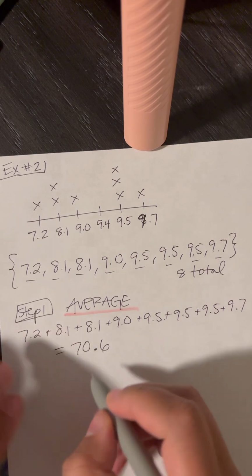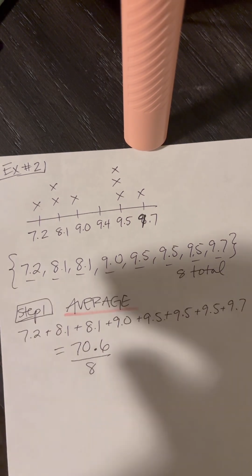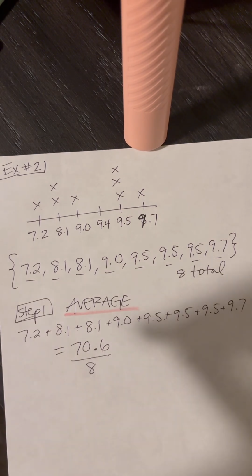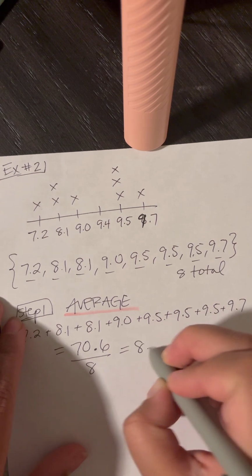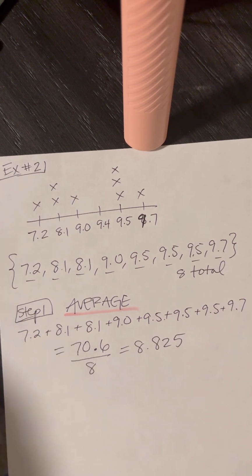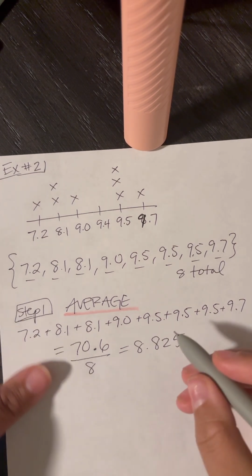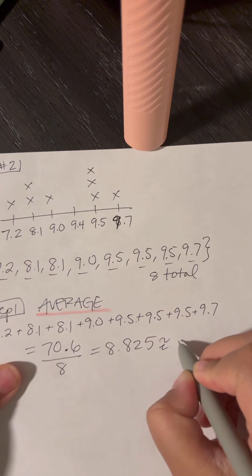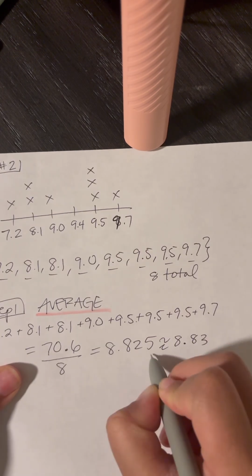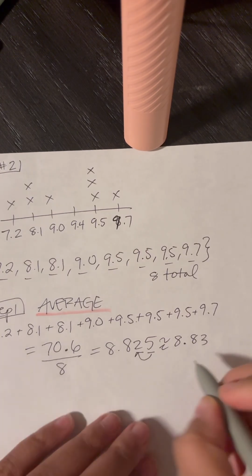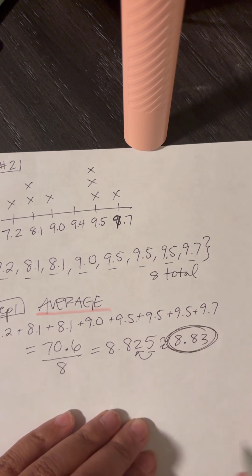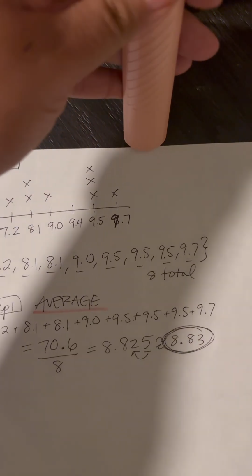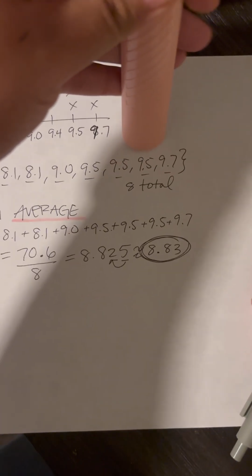70.6, and then you have to divide by how many there are. We already counted that there were 8, so 8.825. Normally I would have you guys round this, so this should become 8.83 because this 5 rounds this 2 up. So 8.83 is now my average. Now I have to do the deviation part.